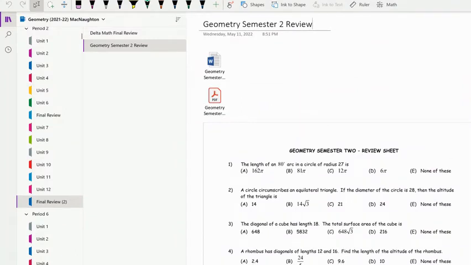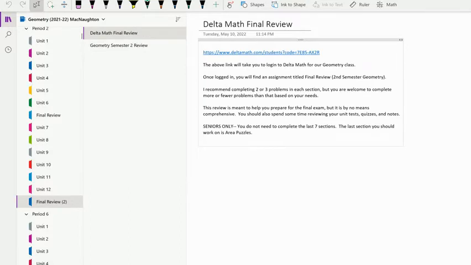Where I would say I direct you to do some more practice is I've made a big giant Delta Math final review, and that's got lots and lots of questions to help you go through, and some of them show an example so you can see how to do it. So I'll talk more about that tomorrow, but just know that those things are there if you want to start working on them.